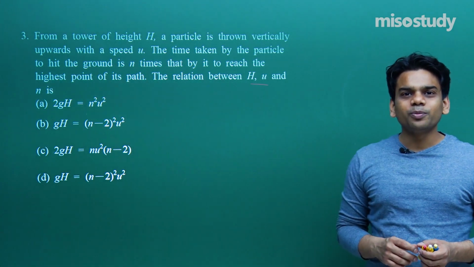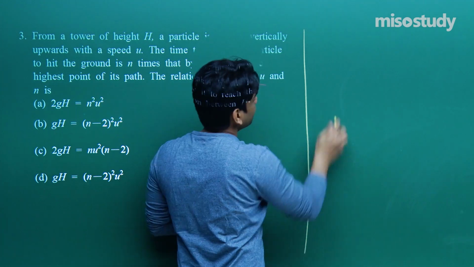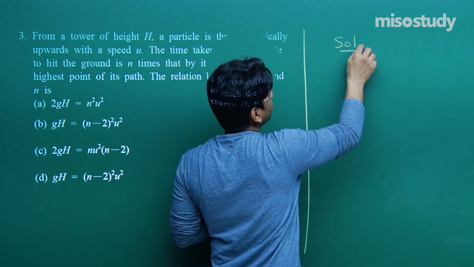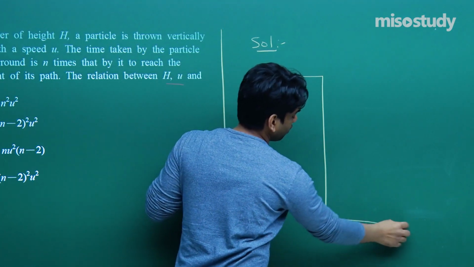Now let us go with the problem solution. So let's start as per the given statement. It says that from a tower of height h, so I am going to draw a tower of height h.